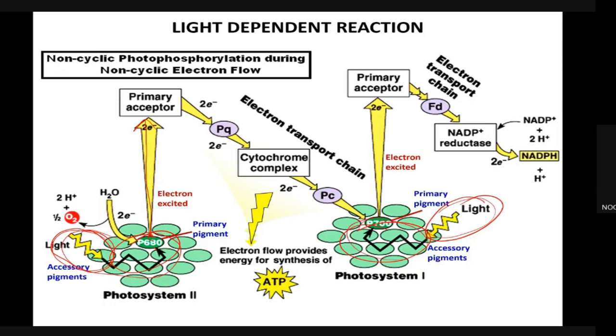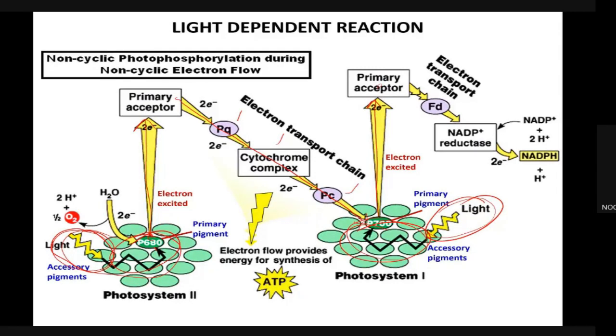When the electron arrives at photosystem 1, it is replacing the loss of electron that occurs during photoactivation in photosystem 1. While the electron from photosystem 1 will be passed to the primary electron acceptor and then passed to a series of electron transport chain that consists of ferredoxin and NADP+.